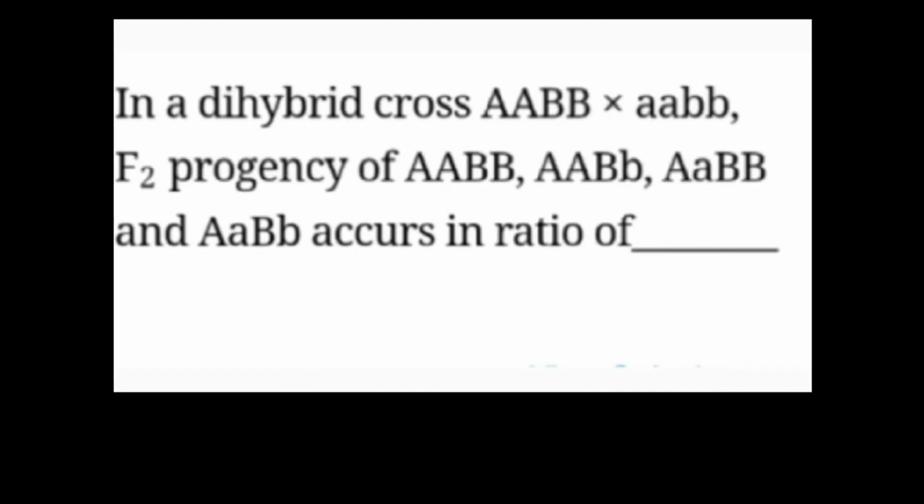In a dihybrid cross, AaBb, the F2 progeny of AABB, AABb, AaBB, and AaBb occurs in the ratio of dash.